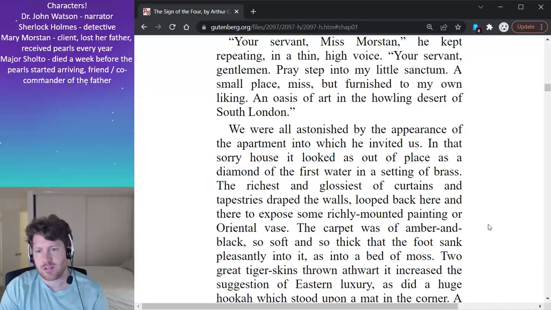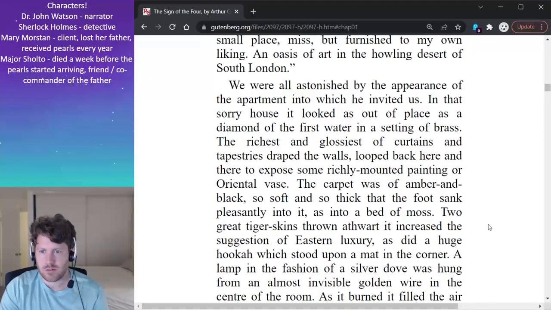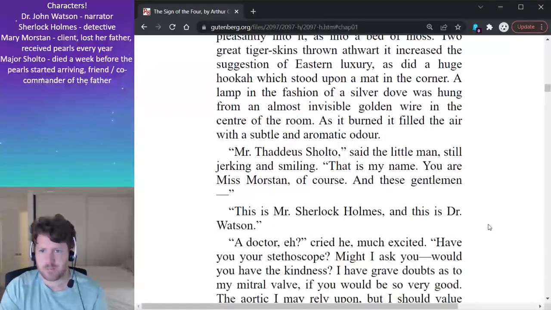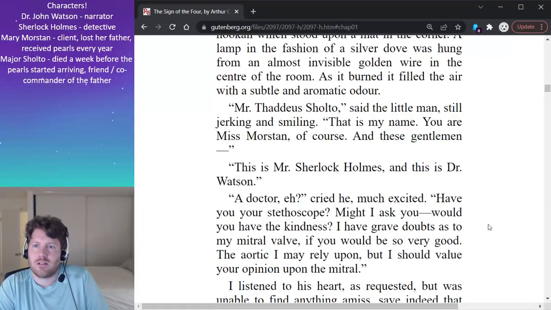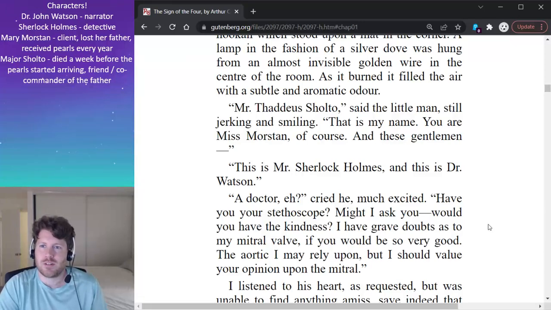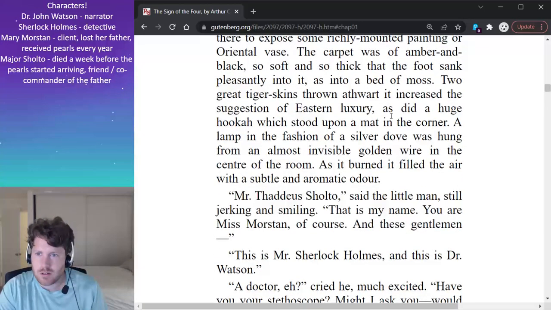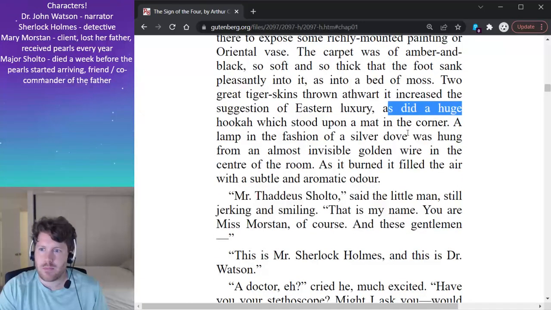Two great tiger skins thrown athwart it increased the suggestion of Eastern luxury, as did a huge hookah which stood upon a mat in the corner. A lamp in the fashion of a silver dove was hung from an almost invisible golden wire in the center of the room. As it burned, it filled the air with a subtle and aromatic odor.